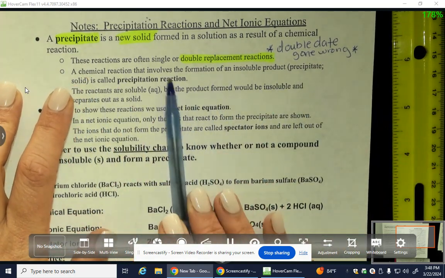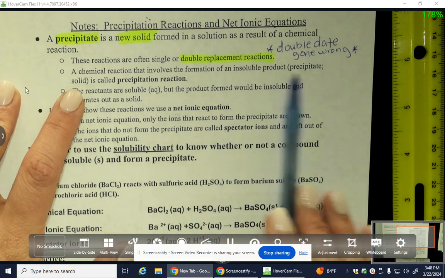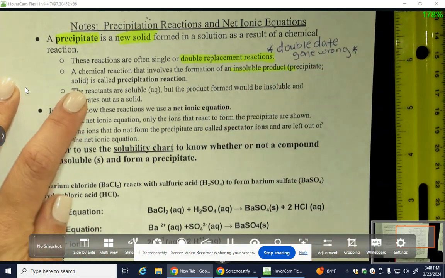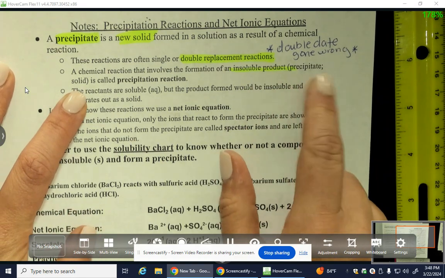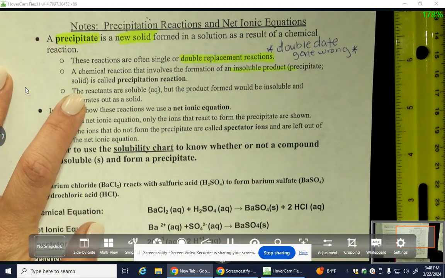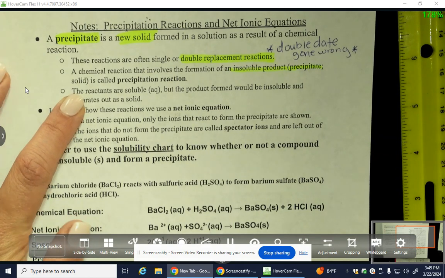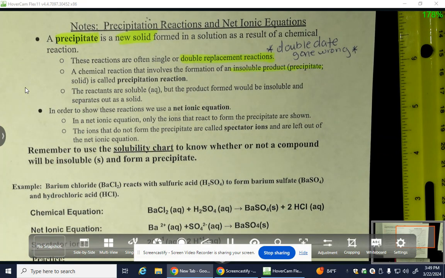All right, a chemical reaction that involves formation of an insoluble product. So we're really going to hit the insoluble thing today. That is your precipitate, okay? And that's how we know that a chemical reaction occurred. If your two products turn out to be aqueous, then you say that no reaction occurred, because you had no sign of a chemical reaction. You just mixed liquids, and that's it, all right?